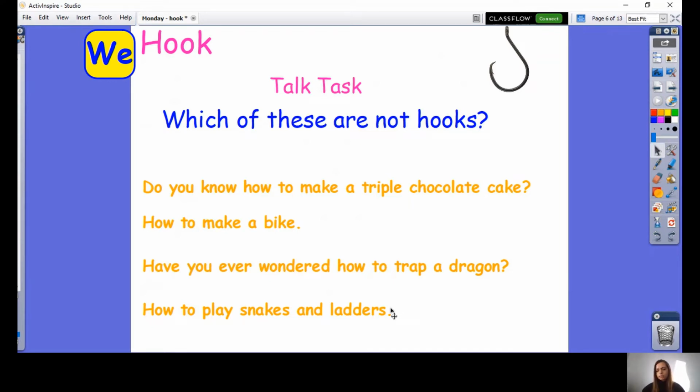And the last one, how to play snakes and ladders. Is that a hook? Well done. That isn't a hook. It doesn't grab your attention. It's just saying how to play snakes and ladders. That's boring. We want to grab the reader's attention with a question.